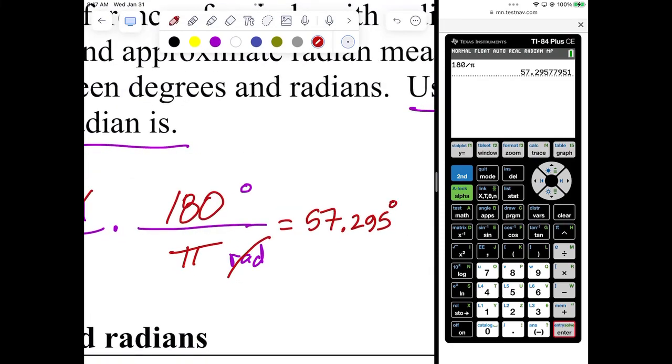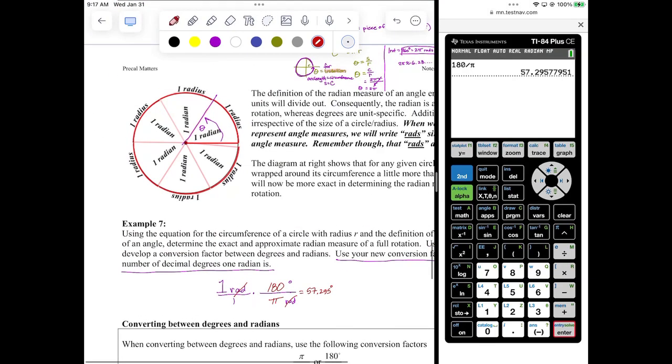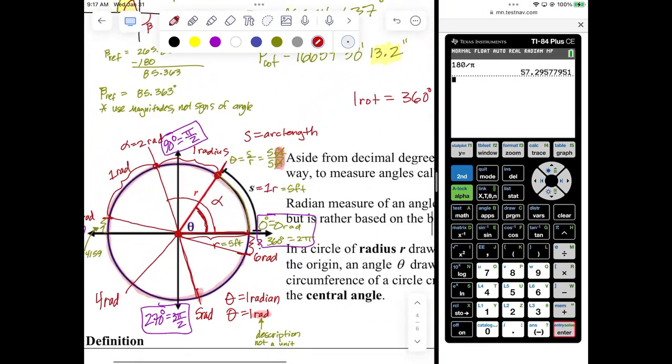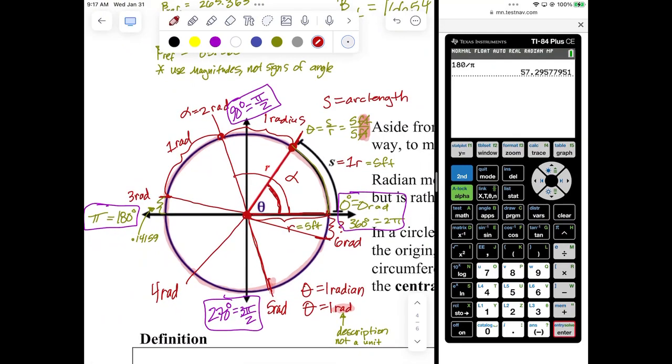That's kind of a good measure to know. 1 radian is about 57 degrees. It's a little bit less than 60 degrees. Okay? You know what else is good to know? Your quadrantal angles. Let's figure out how many radians pi halves is. What's pi divided by 2? It's about 1.570 rads. Okay? So if you want to go straight up to 90 degrees, it's going to take a little bit more than 1.5 lengths of the radius.